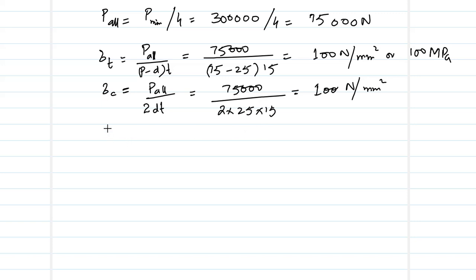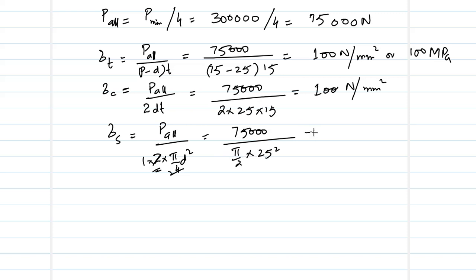Clear? So in case of the shearing load, it's the same load, P allowable, divided by 2 into pi by 4 D square. 2 is the number of rows and the shearing area is 1, so it is multiplied by 1. This is 75,000 divided by, this cancels with this, pi by 2 into 25 square. Clear? If I use my calculator, pi into 25 square divided by 2, the value comes out to be 76.4 newton per millimeter square.